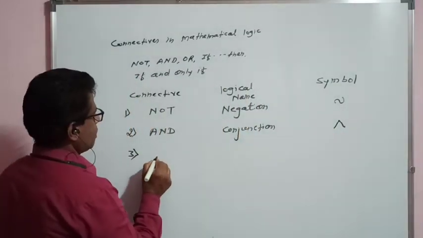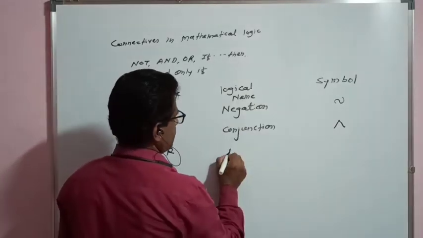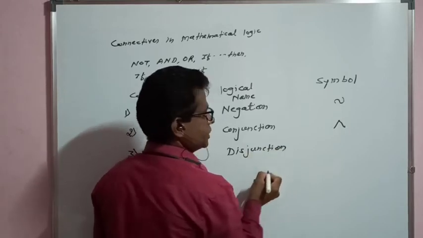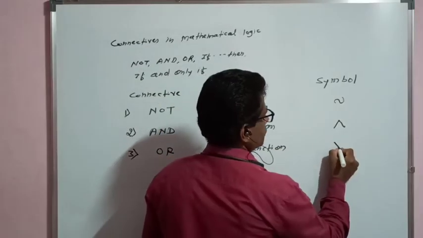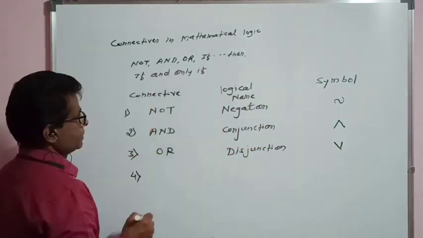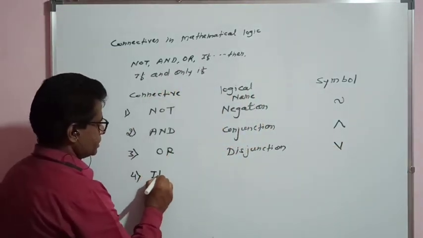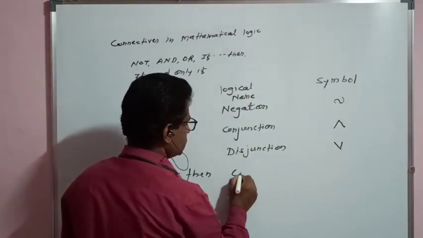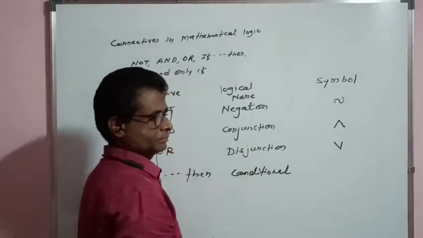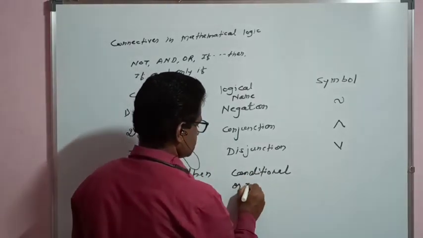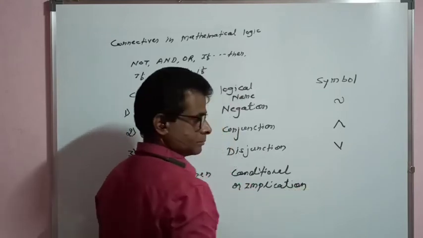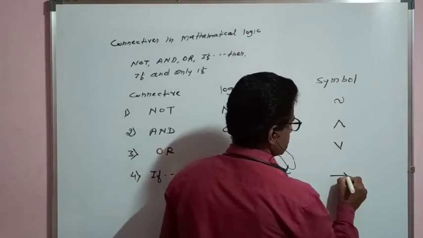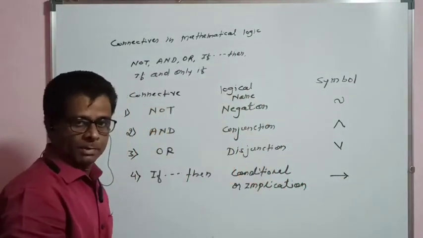Next connective is what? Or. Logical name: disjunction, symbolically represented by this notation. Next connective, if, then. Logical name is what? Conditional or implication. Its symbol is what? Arrow mark, right sided arrow mark.